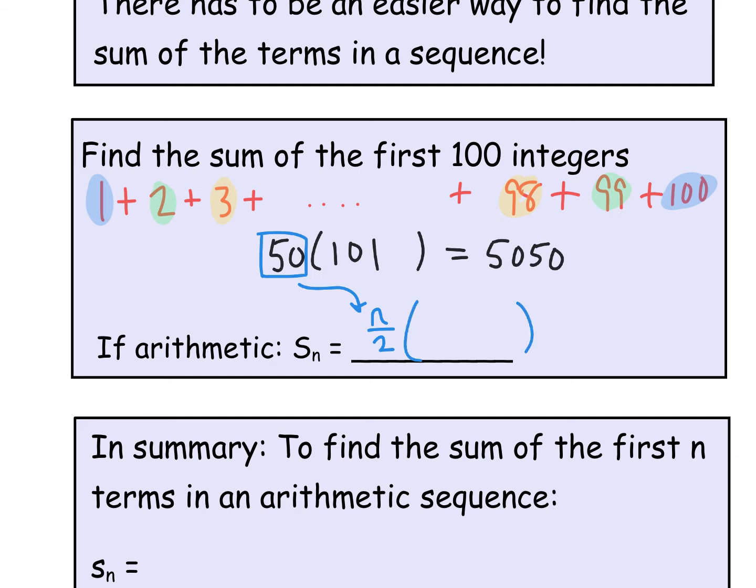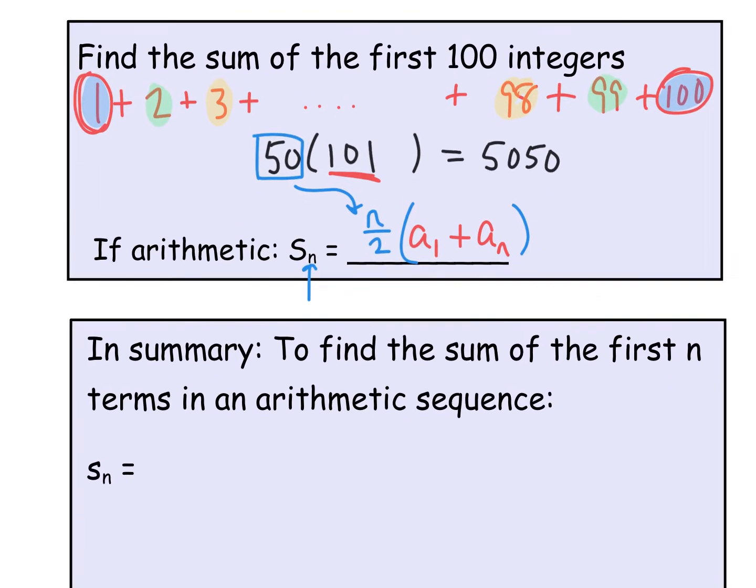So the formula will be whatever n is, right? We might not always have 100 terms, but it's going to be n over 2, and then the sum of each pair is basically going to be equal to whatever the first term plus the last term is. So the first term, a1, plus the last term, an. The 1 plus 100. That's going to be equal to the second term plus the second to last term, 2 plus 99, and so on. So that's going to be our formula. That's going to get us the sum of the first n terms of an arithmetic sequence.